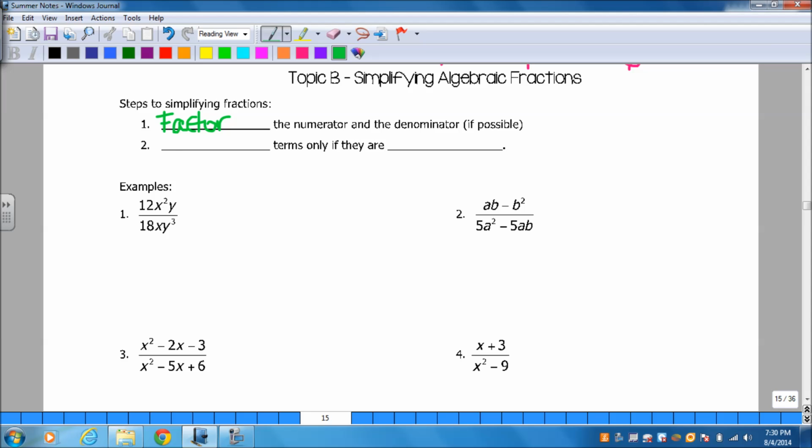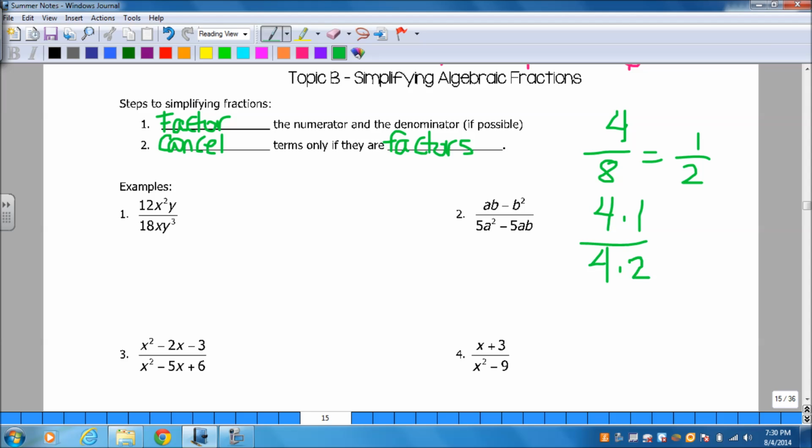And then you're allowed to cancel terms only if they are factors. Okay, so for example, if you have 4/8, that reduces to 1/2, but the reason why you're allowed to do that is because it's really technically 4 times 1 over 4 times 2. These are factors because they're multiplication, right? Factors mean they're numbers that multiply together, so that's how you end up getting a 1/2.